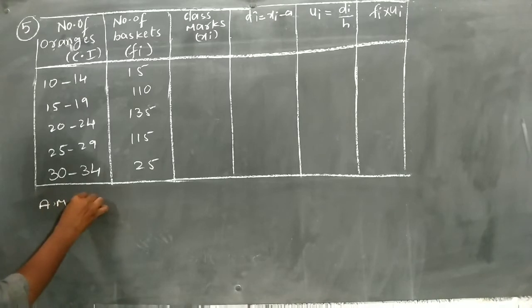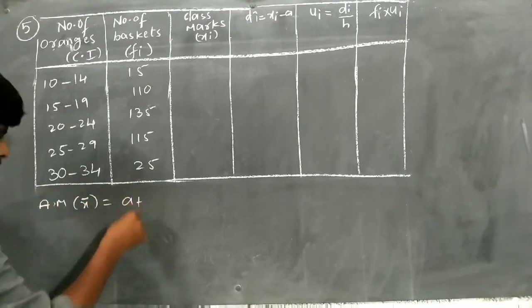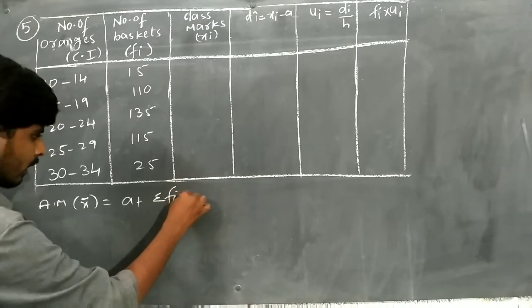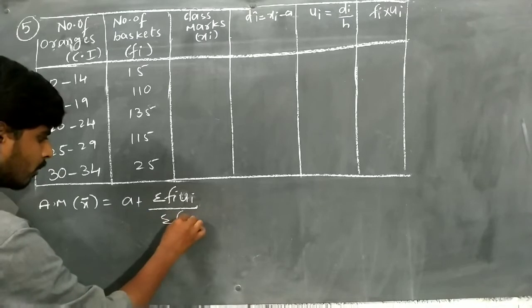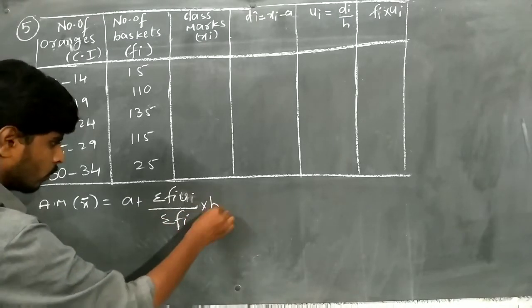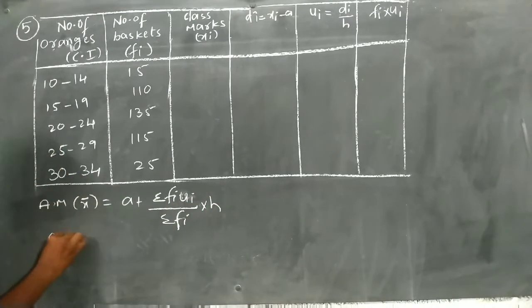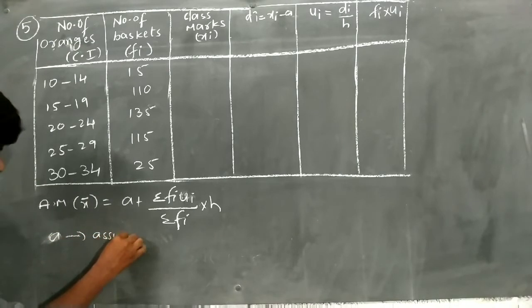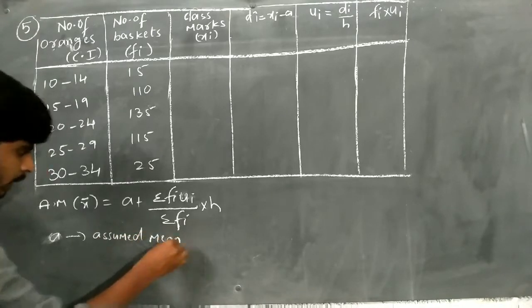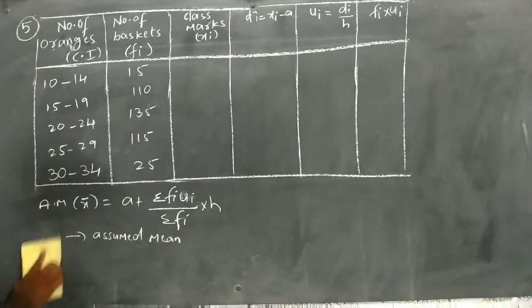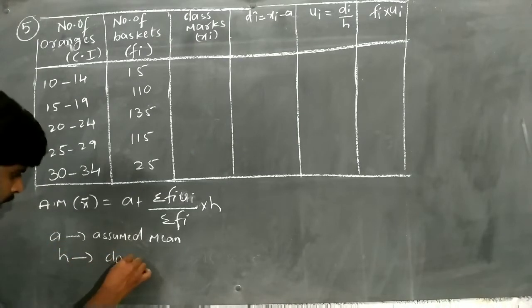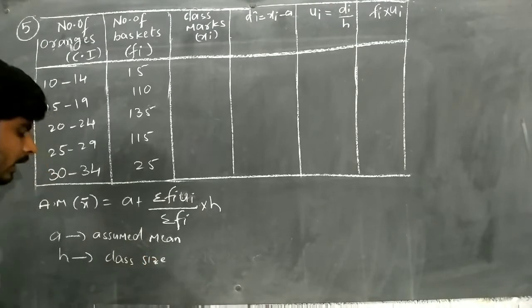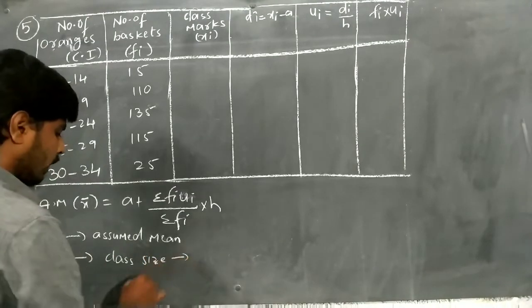The mean x bar is equal to a plus sigma fi ui by sigma fi into h. Here a is the assumed mean. Okay, this is a, and h is nothing but the class size or length of the class. Okay, so how do we find this?